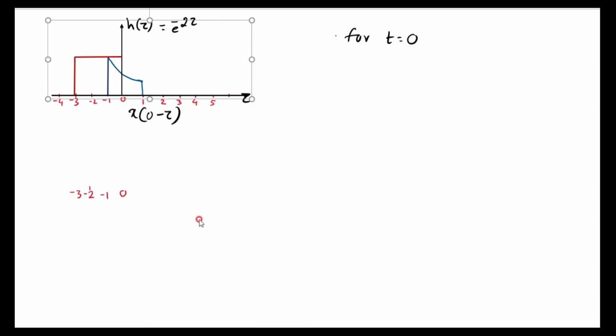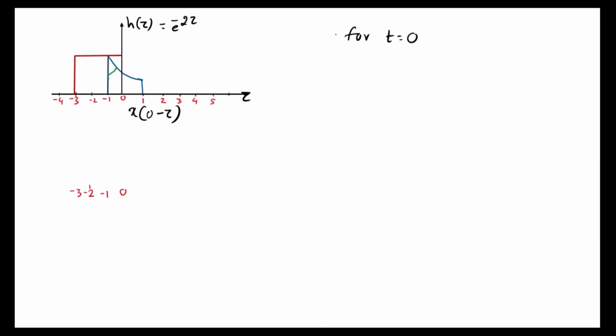Here we can see that from minus 1 to 0, the h of tau and x of minus tau signals are overlapped, so only this portion is overlapped. Therefore, now we can write y of 0 is equal to the integration, with lower limit minus 1 to 0, of x of tau, which is 1, times h of tau, which is e power minus 2 tau, d tau.